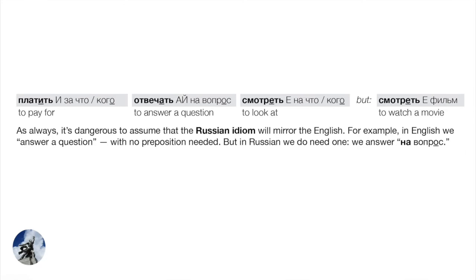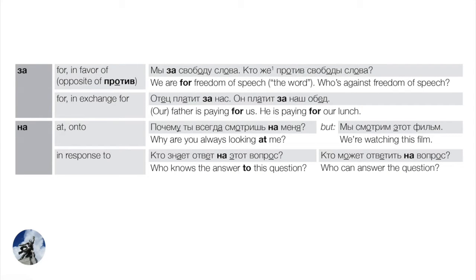Okay, what about prepositions that take the accusative? Well, we've got only two, and we've seen them already, right, just now. За and на. Okay, so what does за mean? За generally means for, but we'll talk more about that later. There are lots of ways in Russian to translate the English for. So more on that later.